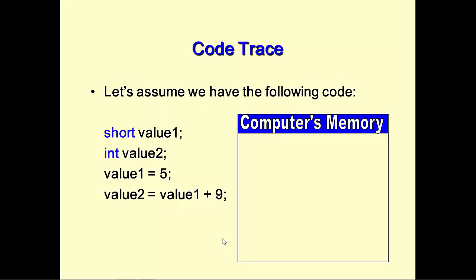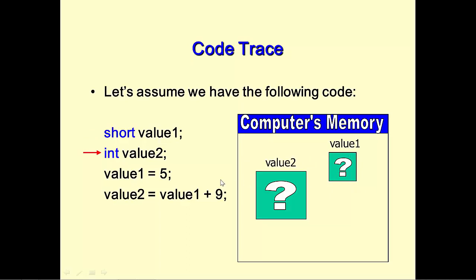All right, let's look at a code trace. And so we'll just walk through this code. There is some code missing, but it's okay. We can still walk through it. Okay, so in this first line, what's going to happen? Well, we'll have short value1, semicolon. And again, it follows that format that we talked about before. And we've opened up a chunk of computer's memory right here called value1.